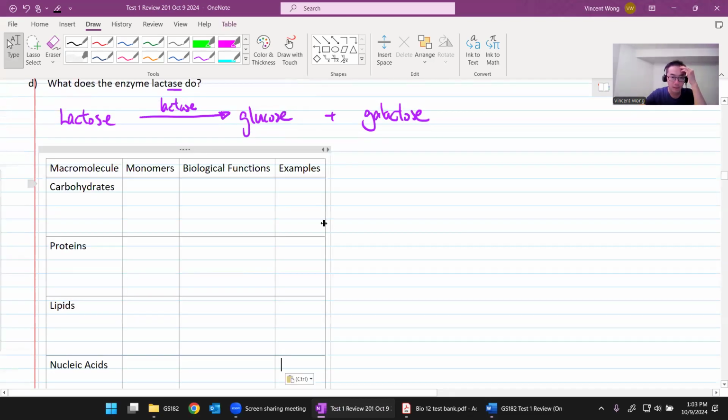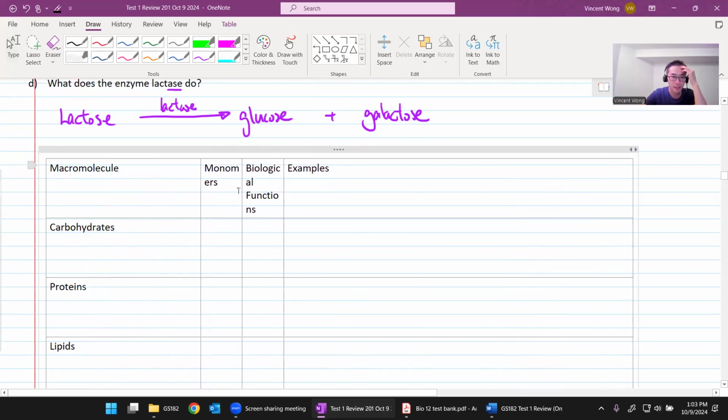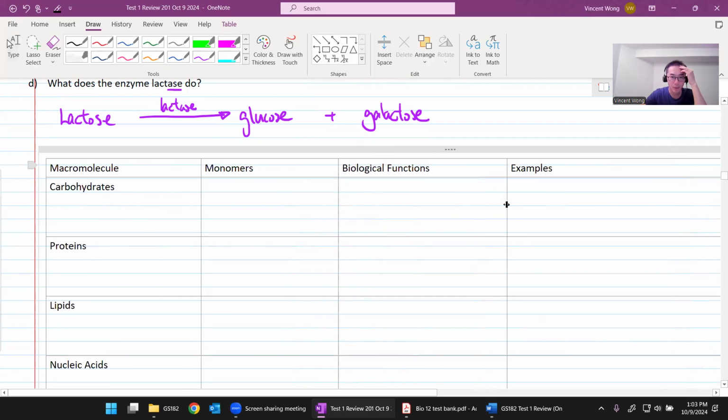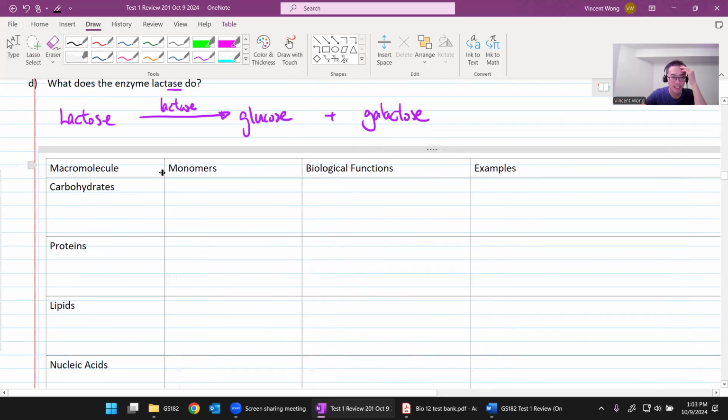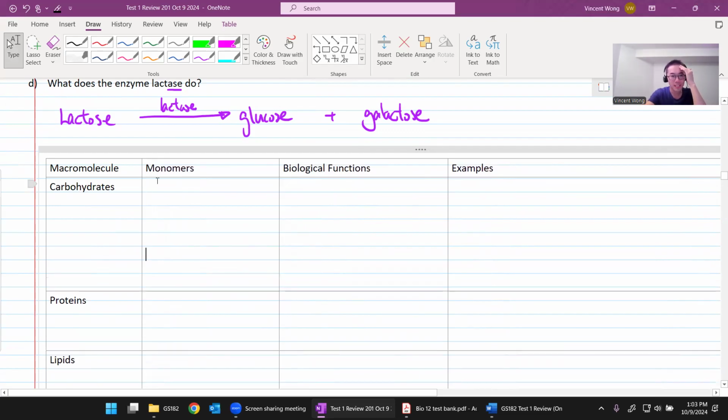Okay, we have this huge chart. I always mess up when I fill in this chart because I never really think about what the best way to fill this in is.